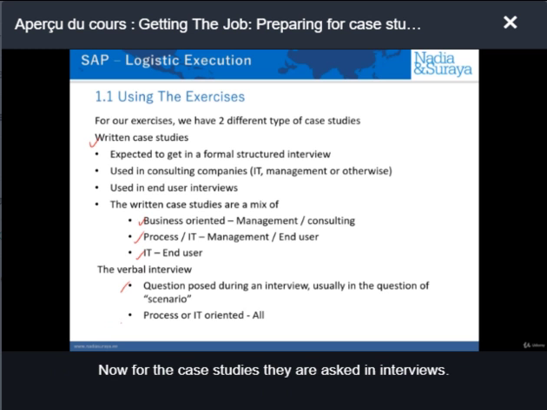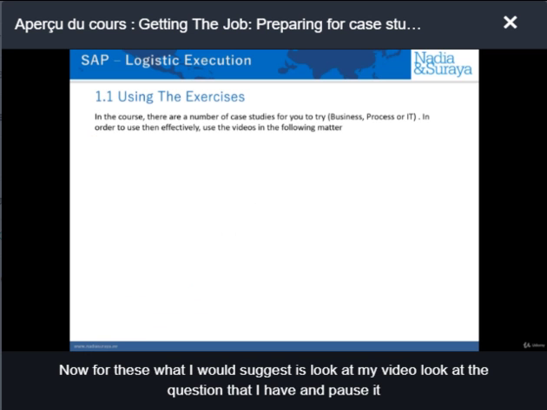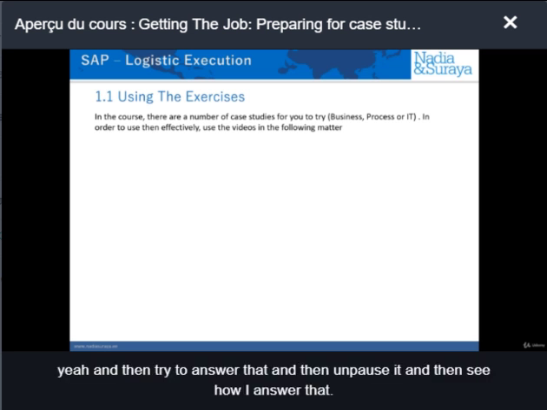Now for the case studies that are asked in interviews, it's usually in a question of a scenario. They're usually process or IT orientated. Now for these, what I would suggest is look at my video, look at the question that I have, and pause it. Yeah, and then try to answer it, and then unpause it, and then see how I answered it.